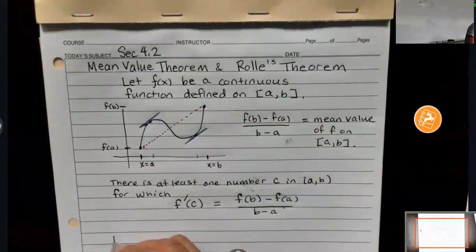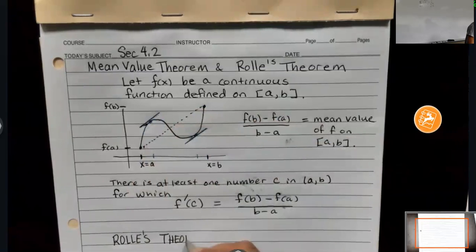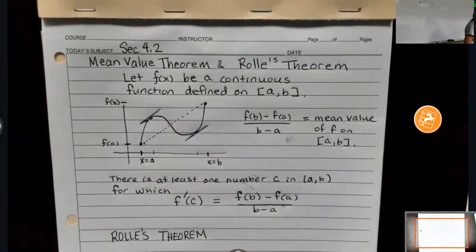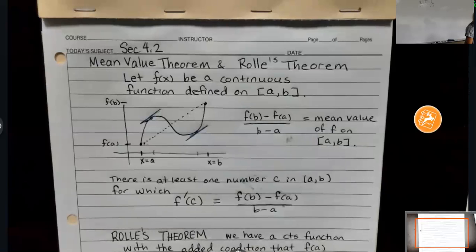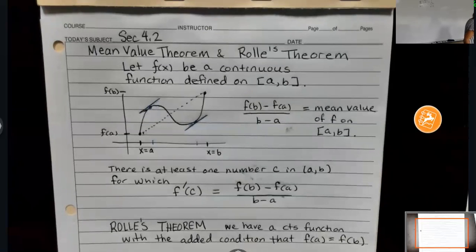Then what Rolle's theorem says deals with the case where f of a is equal to f of b. We have a continuous function with the added condition that f of a is equal to f of b. And then all that would do is make this numerator here in the mean value be 0. So it says there's at least one critical number in the interval where f prime is equal to 0.